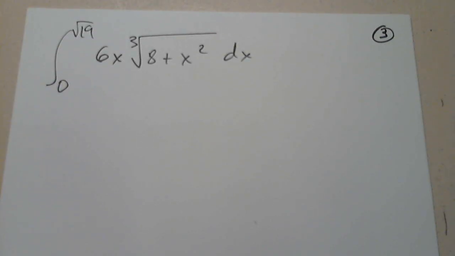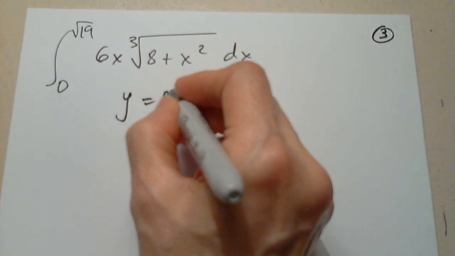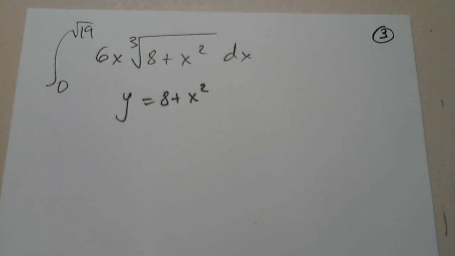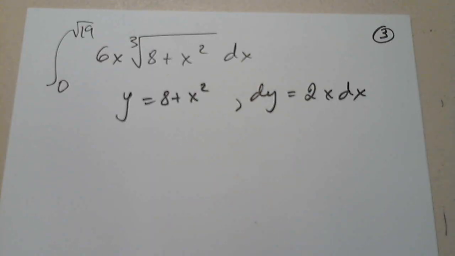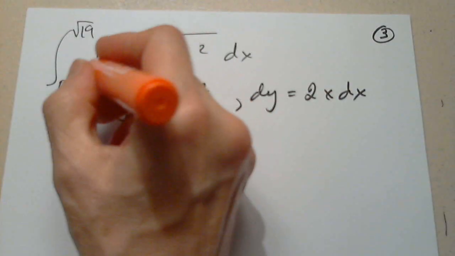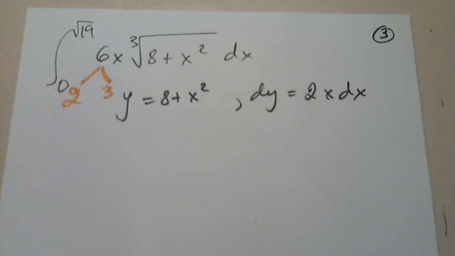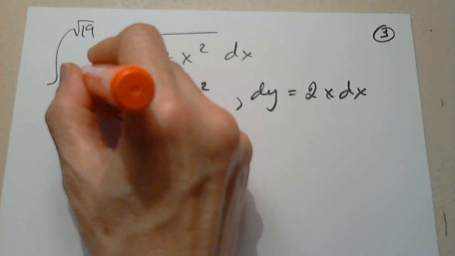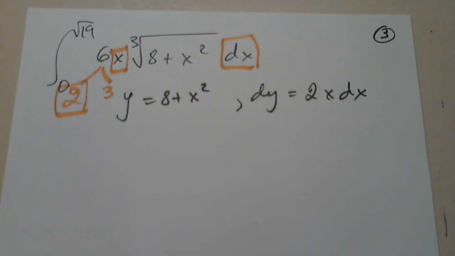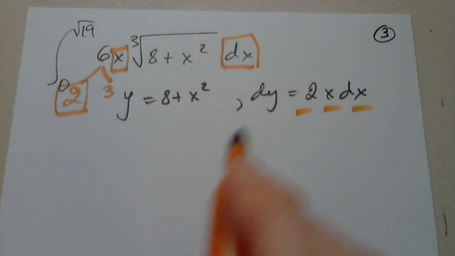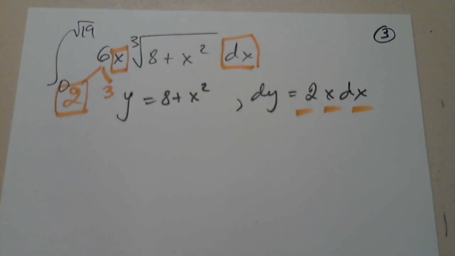So we do have to use y equals 8 plus x squared. We do have dy, which is 2x dx. One option is to split the 6 and not write 2 and 1/2. Just split the 6 into 2 and 3. So then the 2 with the x and with the dx, 2x and dx.